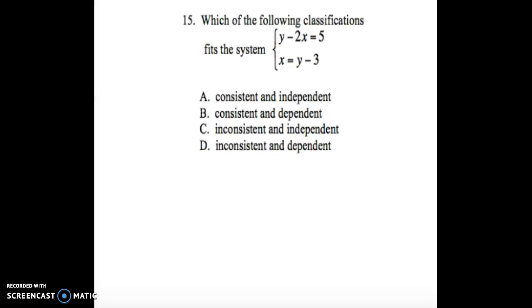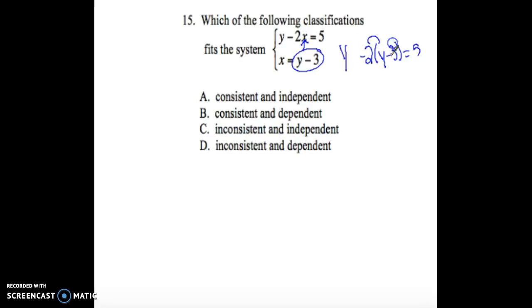For the classifications, let's go ahead and put them both into slope-intercept form or solve them both. Maybe let's solve this one by substitution. So I'm going to drag this and drop this, and I get y minus negative 2 times y minus 3 equals 5.